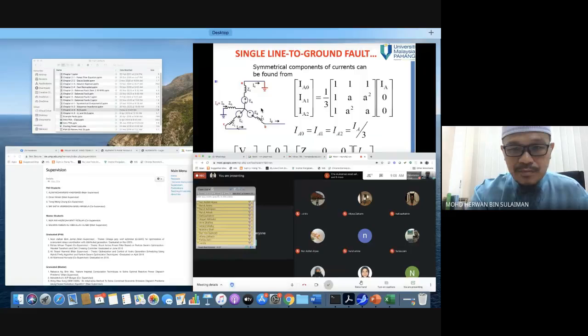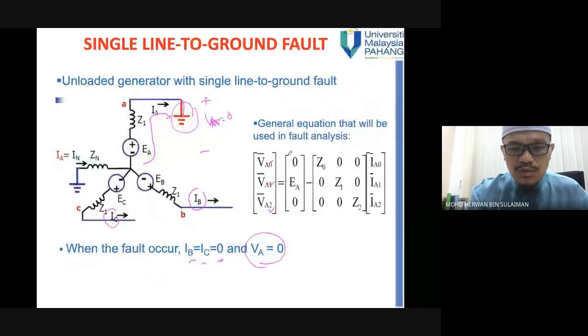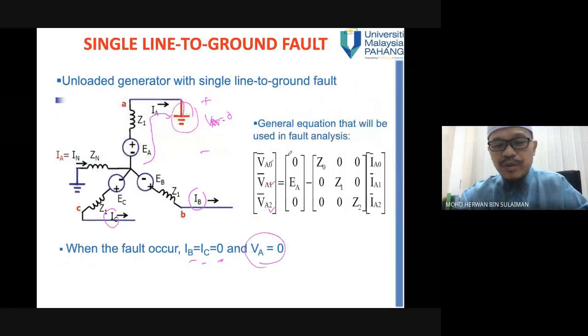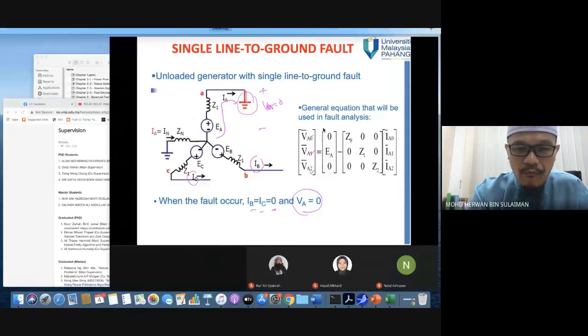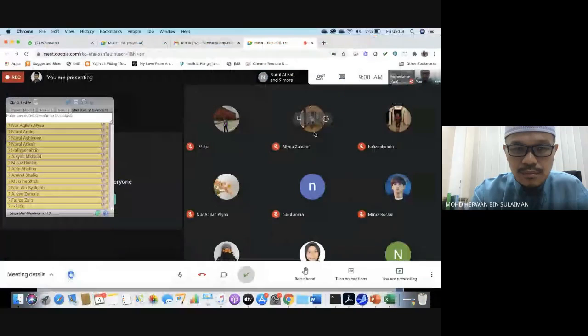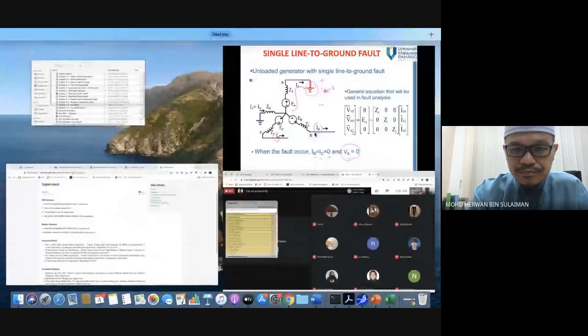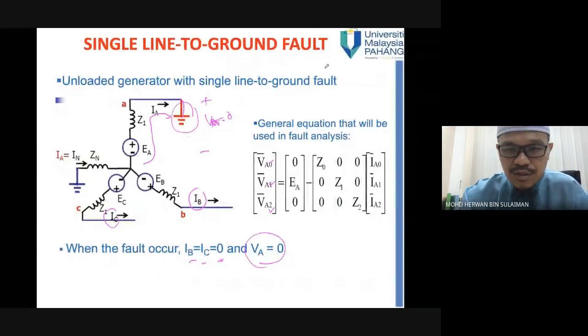Okay. So basically, if you remember, our general equation, okay, this is the general equation that will be used in the fault analysis. This one is the 0 sequence, this one is the positive sequence, this one is the negative sequence.